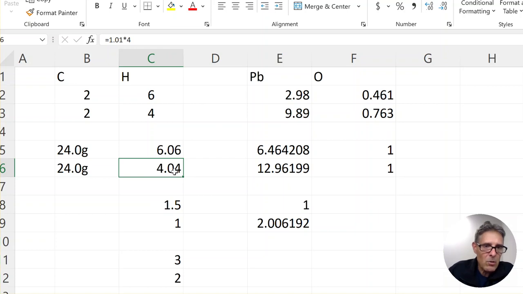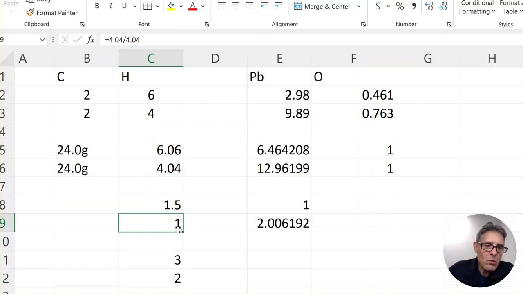So now I am comparing grams of hydrogen to grams of hydrogen, not numbers of hydrogen, but grams. If I divide the larger one by the smaller one, 6.06 divided by 4.04, I end up with 1.5. Then if I take the smaller one and divide it by itself, that's pretty simple: 4.04 divided by 4.04, I end up with 1.